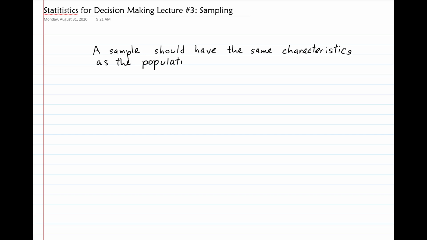A sample should have the same characteristics as the population it is representing. Otherwise, it's just no good.